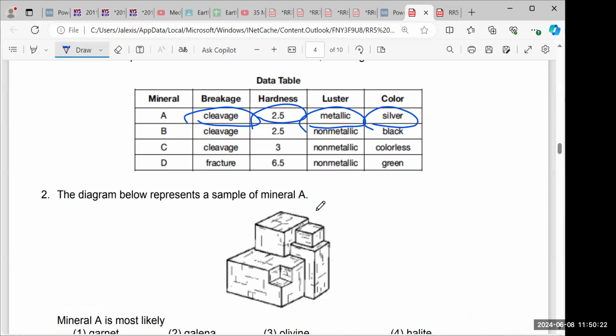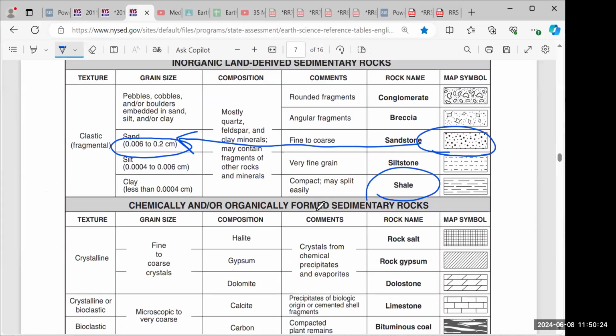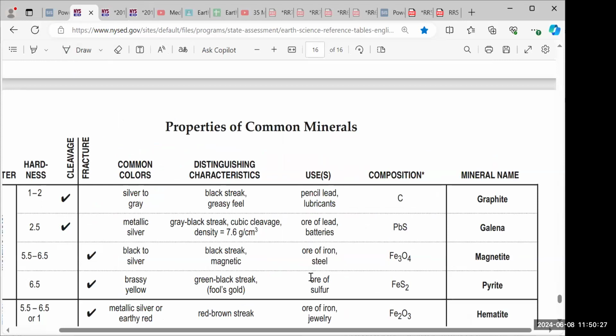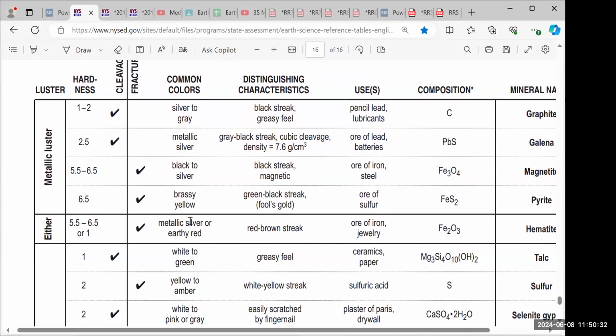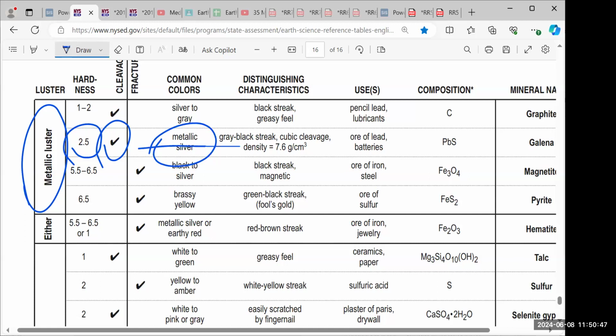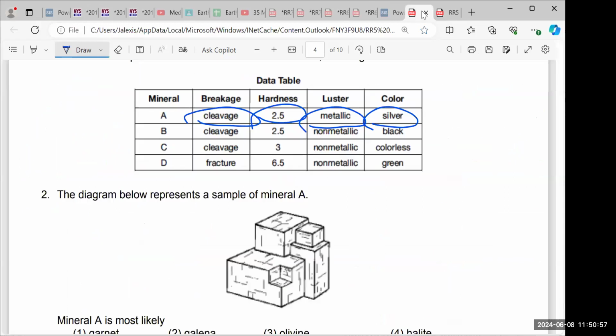So when I go to page 16 of the reference tables, I'm looking for exactly that. I'm looking for a metallic luster, right? So it's going to be in this category. I'm looking for a hardness of 2.5, all right? I'm looking for a cleavage breakage, the check marks for cleavage, and I see the color silver, right? Metallic silver. And your correct answer is galena. That's why the correct answer is choice two. The answer is choice two.